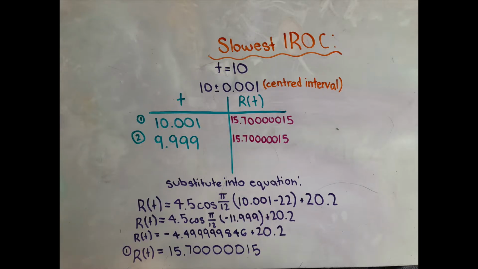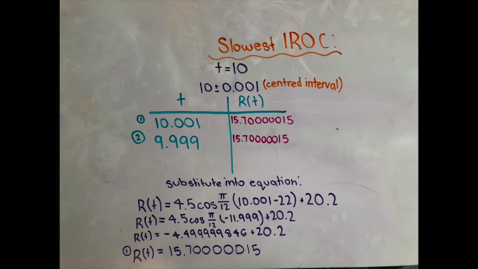In this example, we found the instantaneous rate of change of the minimum point. In order to do this, you must make a table of values and in your t section on the left side, use a centered interval of 0.001. This means that you take your minimum t value, which is 10, and you add and subtract 0.001 to get the most accurate answer.